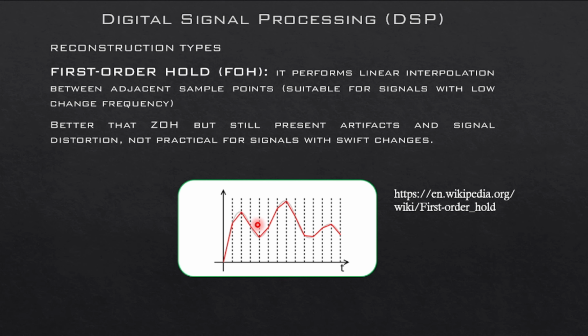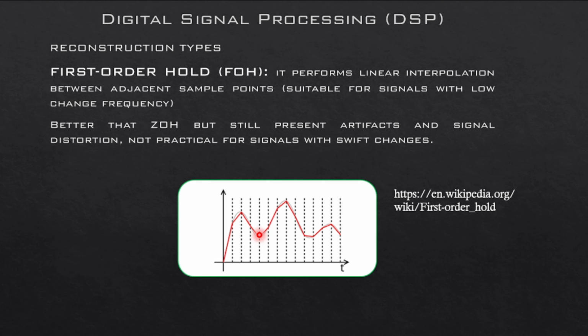So y equals ax plus b: you get y and x through the coordinates of these two points, and you get a and b to establish the equation of the line that connects these two points. This is how it actually works. So it's better than zero order hold, but it still presents artifacts and signal distortion. It's not practical for signals with swift changes. Why? Because the error margin would be very high.